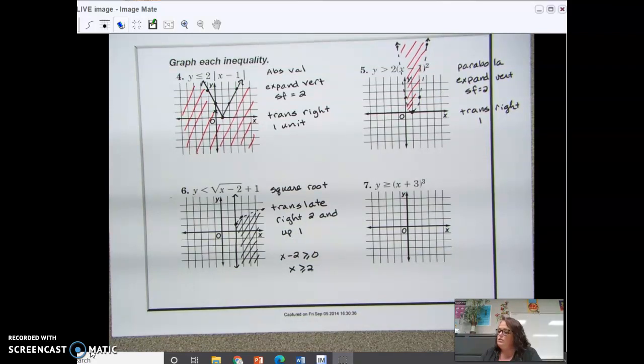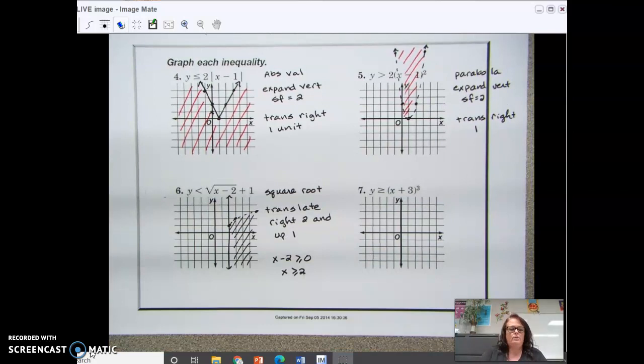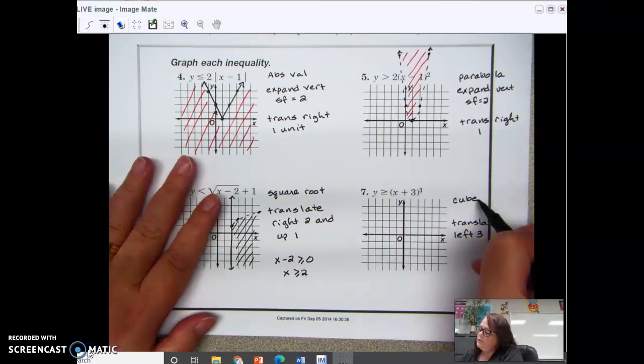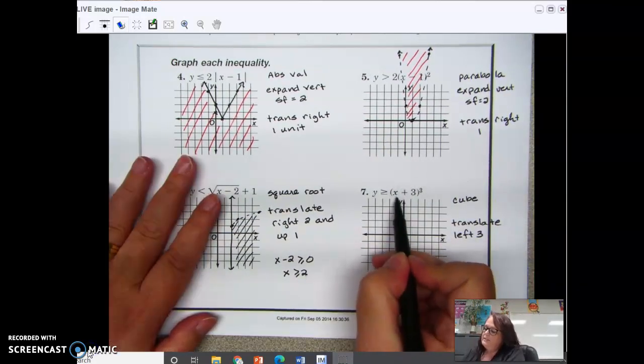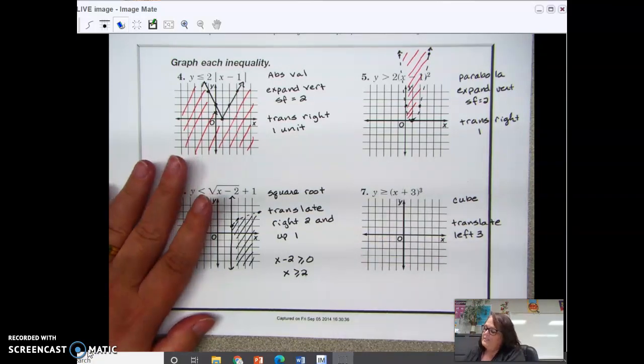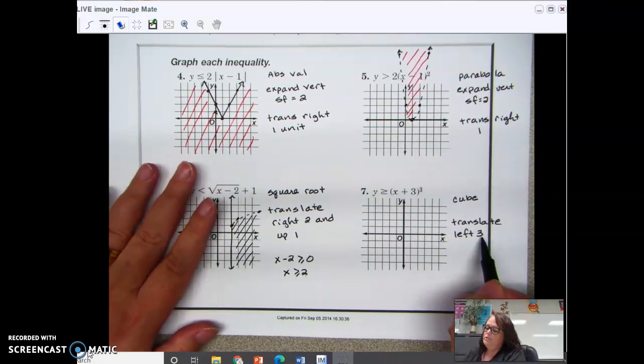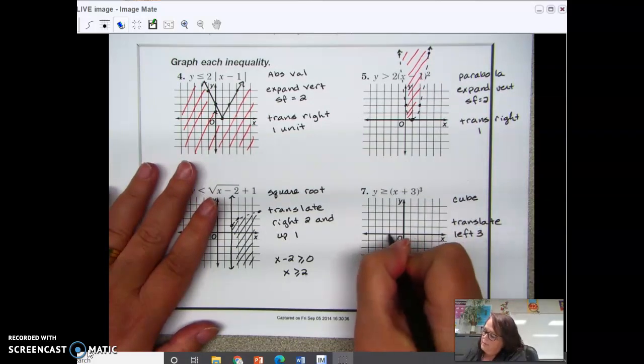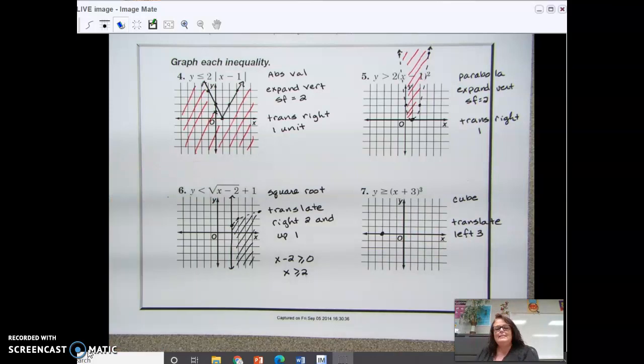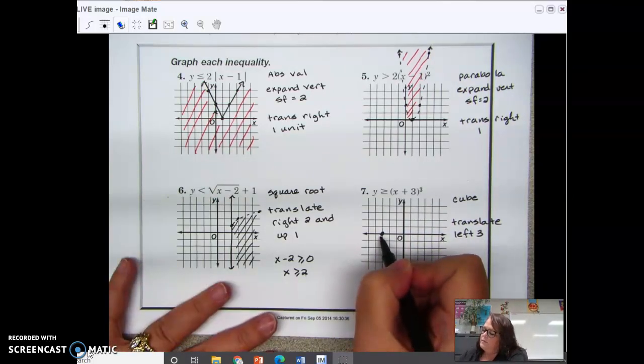All right, so see what you can do with number 7. Pause it and see if you can graph that all the way. So I noticed that we have a cube function, and with this plus 3 on the inside, I have to set x plus 3 equal to 0, which means I'm moving negative 3 units, or to the left 3 units. So what I'm going to call the vertex, which technically isn't the vertex, but kind of like our starting point, is going to be at (-3, 0).